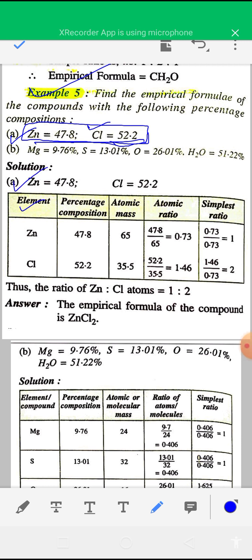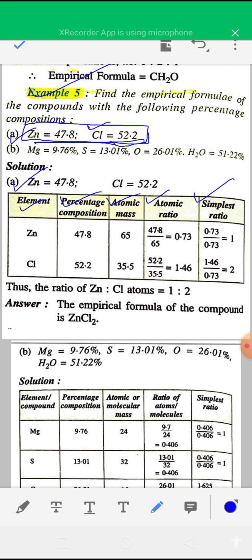In one column you have to write the name of the element, in the second column the percentage composition of the elements, in the third column the atomic masses of the different elements present in the molecule, in the next column the atomic ratio, or ratio of the number of atoms, and in the last column you have to write the simplest ratio. This is the simplest ratio.